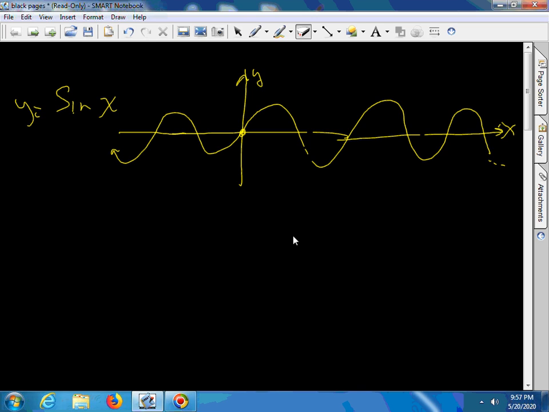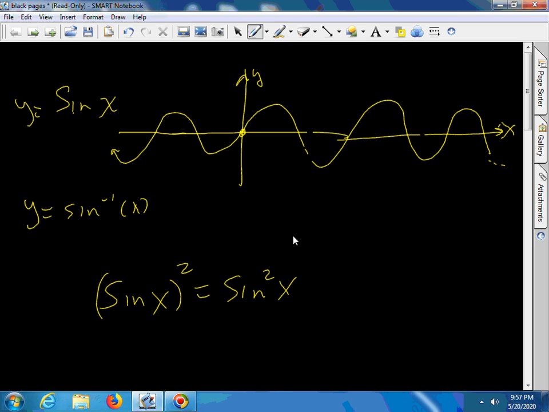So now, if I just drew the inverse, y is equal to sine inverse of x. Now, we need to talk about this notation. I do not make up these notations. Sine of x squared is denoted by sine squared x. In fact, sine x to the mth power is denoted this way. What if m is negative 1? What if you want the reciprocal of sine x? Well, you put a negative 1 here.